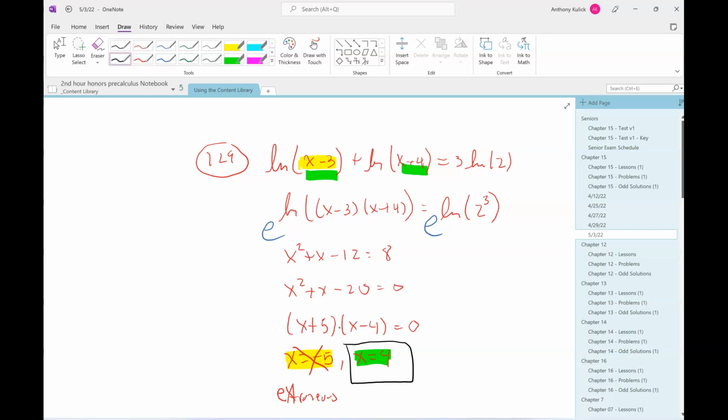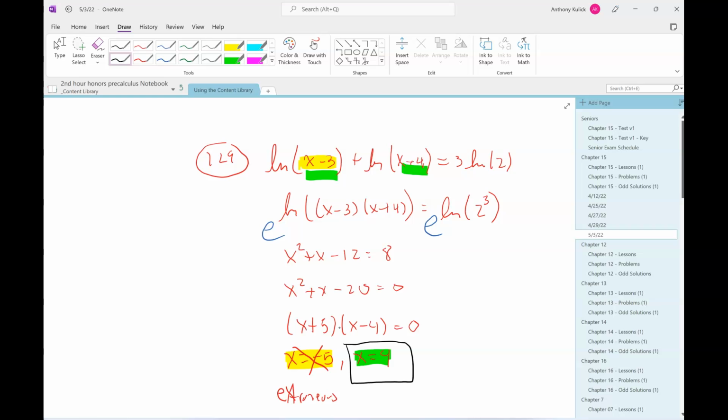So that's called an extraneous solution. One that we get algebraically, but doesn't actually satisfy this equation. And the way you check that is by plugging it in for x, right? You're just looking to see if you get a negative inside one of these logs. Or I should say a non-positive, because 0 is bad also.